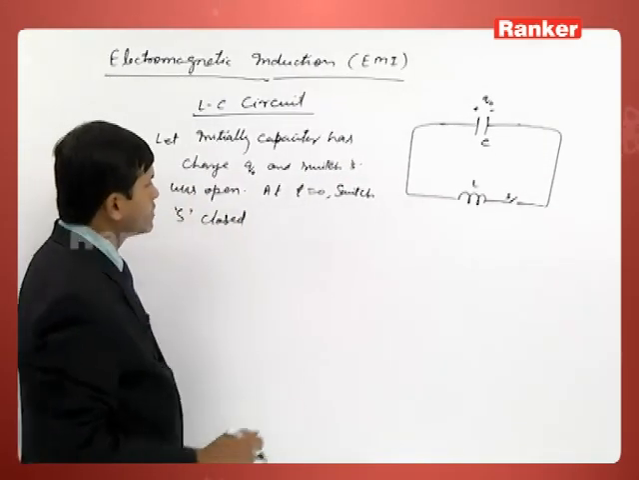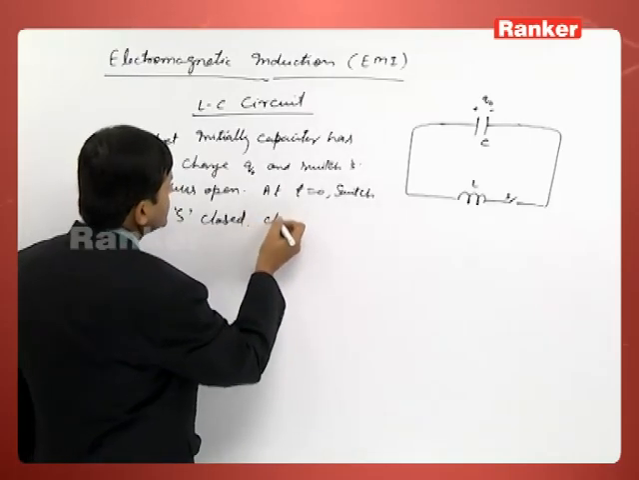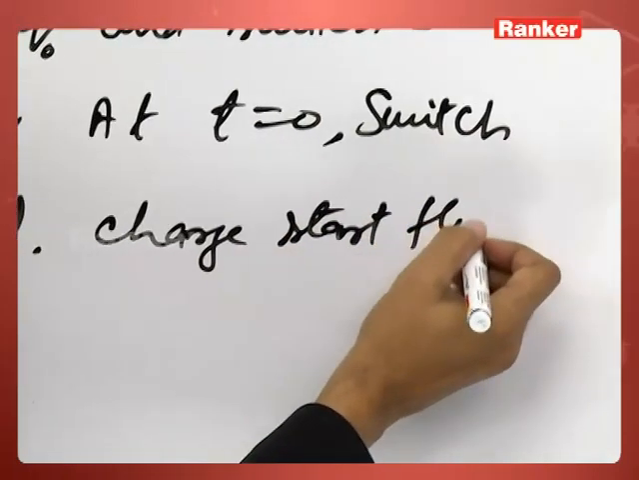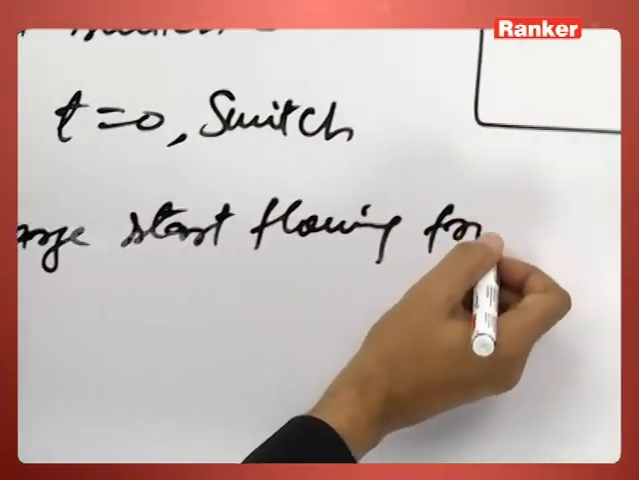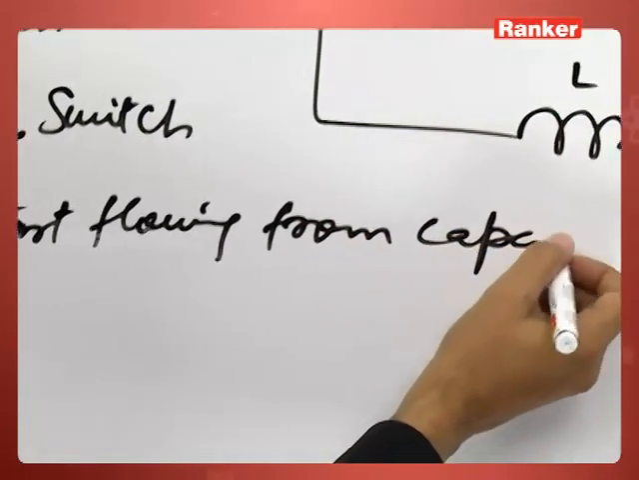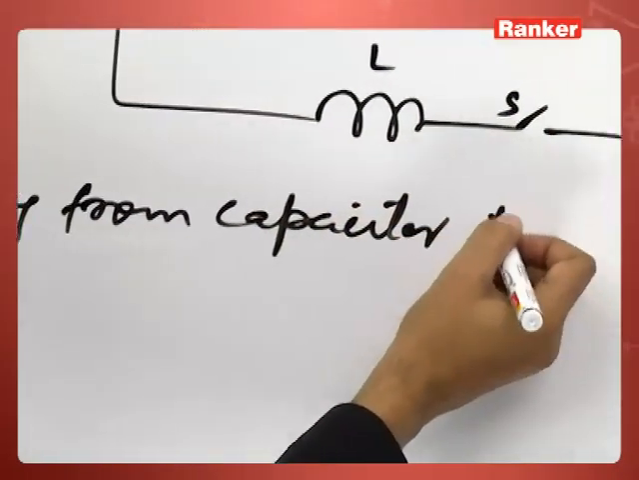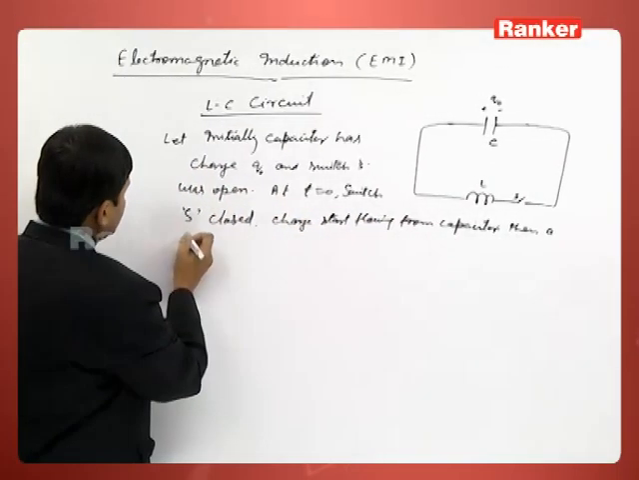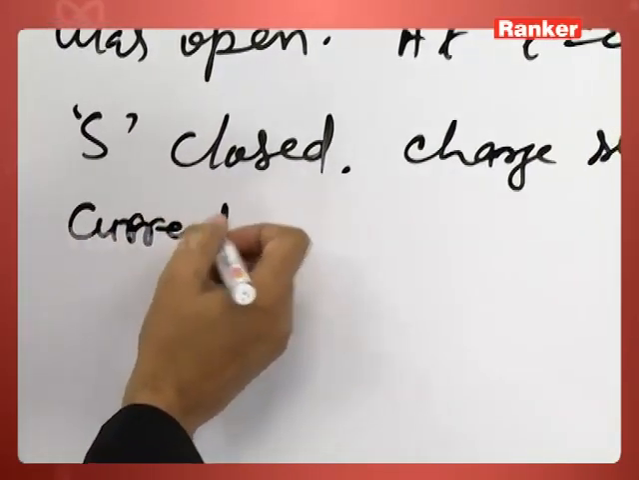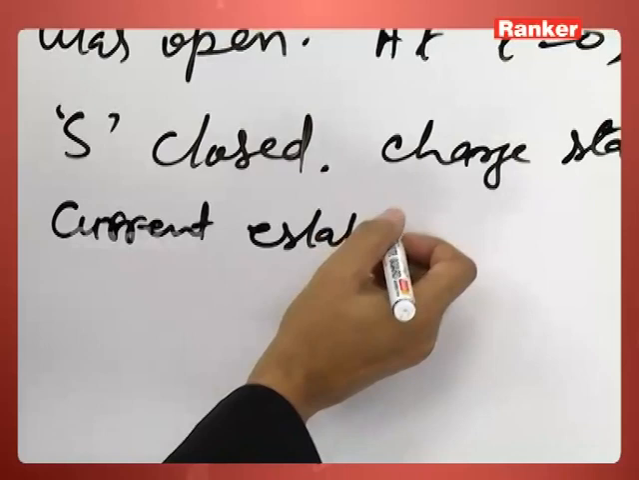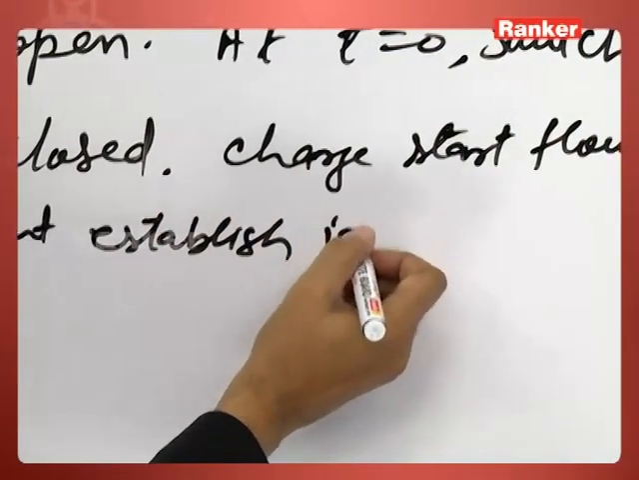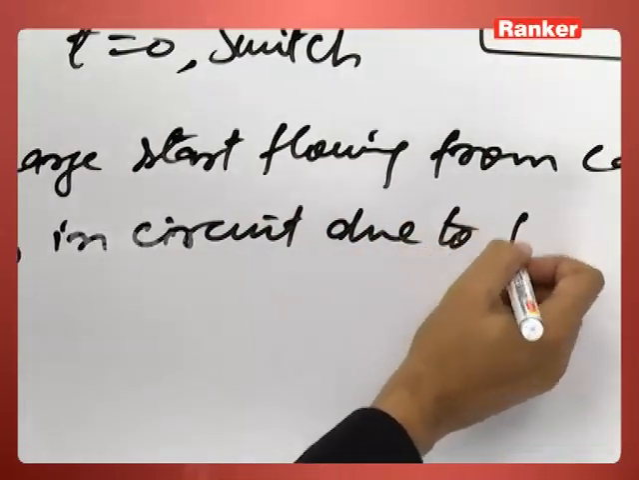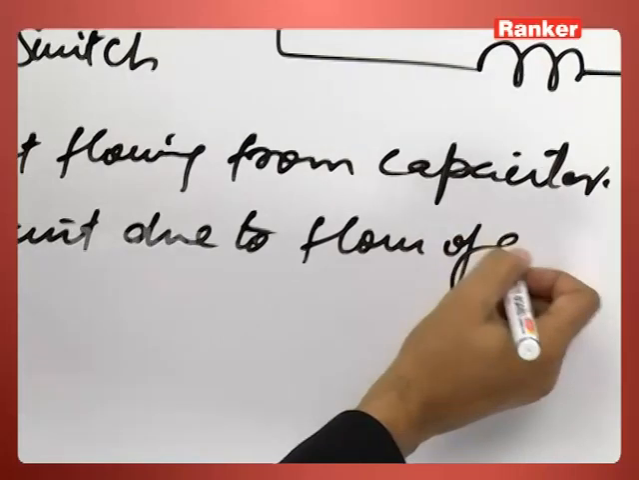So as the switch has closed, charge starts flowing from the capacitor. Then a current will develop due to that flow of charge. A current is established in the circuit due to the flow of charge.